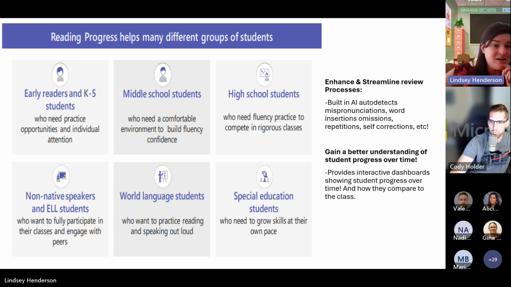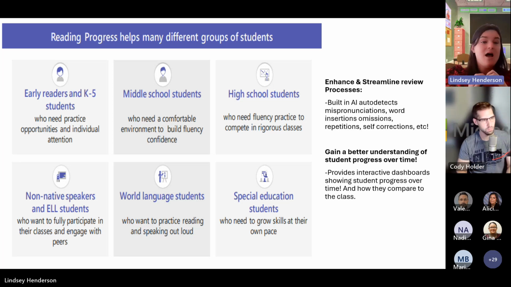Here are just a couple of breakdowns of different areas where we're seeing really successful results when it comes to Reading Progress and being able to use that for students. Going from early readers K through 5, middle school, we're seeing success in high school. Cody mentioned earlier Immersive Reader with ELLs and non-native English speakers, also going into special education. There's a lot of information that can be uncovered here.